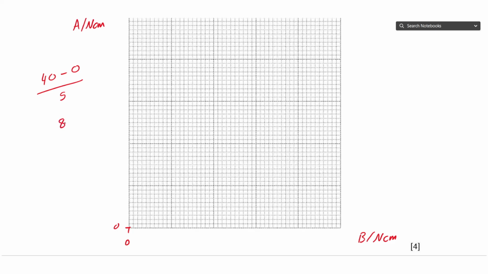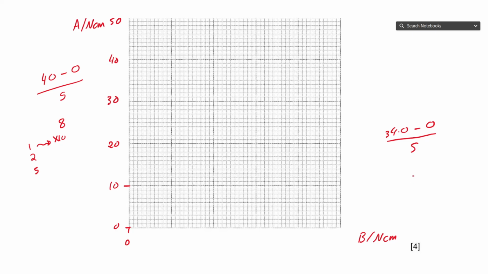That gives an answer of 8. Comparing with 1, 2, and 5, all these are less than 8. So we take the first one and we multiply it by 10. And this is our scale, 10, 20, 30, 40, and 50 at the top. As for the x-axis, the maximum value was 34.0 and the minimum value is 0. And then we divide by 5. That gives an answer of 6.8, again greater than 1, 2, and 5. So we do a scale of 10 on the x-axis as well. So 10, 20, 30, 40, and 50 at the end. And this is our scale.